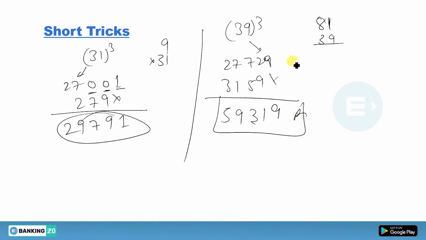Now you will say, sir, how did you multiply this 81 and 39? See here, I multiply 39 into 1, you will get this 9 here. Okay, 3 will be carry. 39 into 1 is 39.